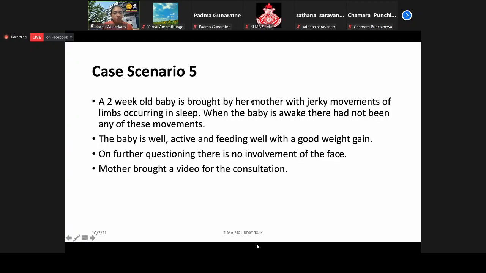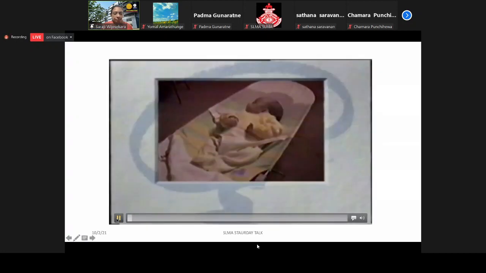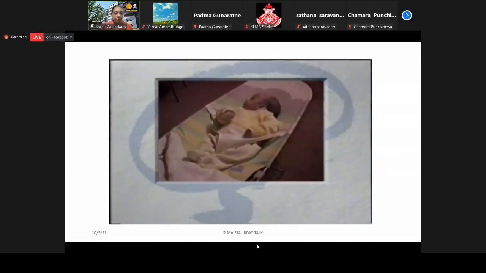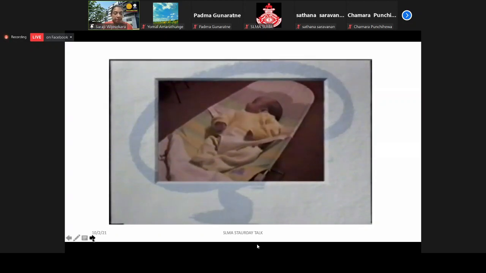A 2-week-old baby is brought by her mother with jerky movements of limbs occurring in sleep. When the baby is awake, there are no movements. The baby is well, active and feeding well with good weight gain. On further questioning, there is no involvement of the face. The mother brought a video for the consultation. So this is the video. You can see that the baby is nicely sleeping and both arms and legs are moving, and I don't know whether you can appreciate there are no facial movements there.